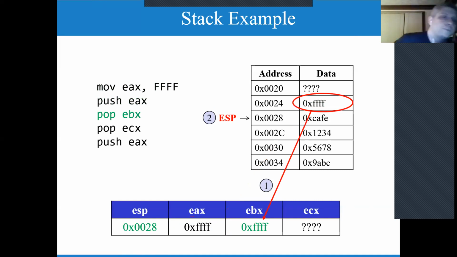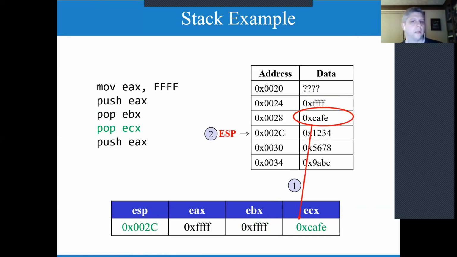Now the next one, we have pop ECX. That's the next instruction. So what's going to happen here is the stack is going to take the value of where it's at right now, which is CAFE. It's going to copy it into ECX because that's the register mentioned in the pop instruction, and then the stack will be shrunk.